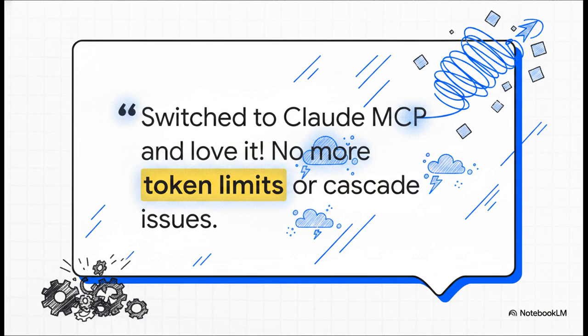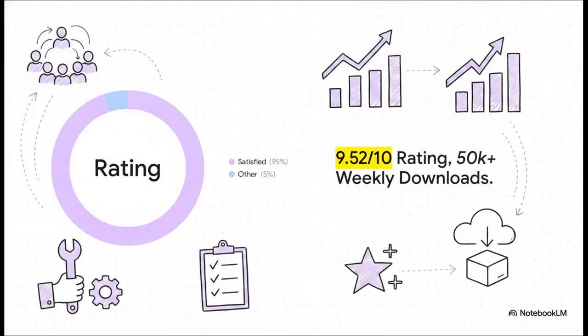And because of that crazy efficient execution, people are straight up abandoning fully integrated, expensive code editors. User Jesse Berstrom 5920 notes that by switching to this lightweight MCP protocol, they bypass those restrictive token limits and cascade issues entirely. They have way more freedom to just let the AI execute, coding as much as they want without the constant anxiety of hitting a paywall. The community adoption numbers really validate this paradigm shift. We're looking at a 9.52 out of 10 user rating, over 50,000 weekly downloads, and more than 6,300 GitHub stars. The data absolutely proves that builders and professionals are desperate for tools that execute rather than just chat.